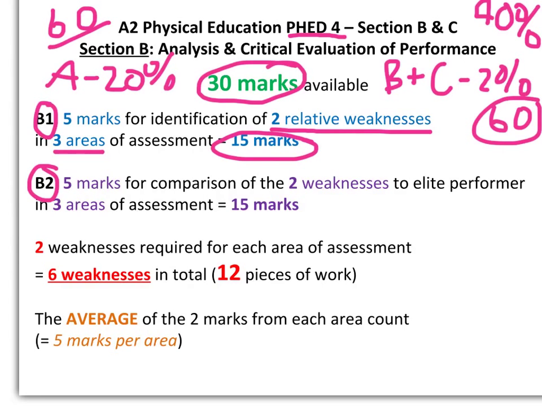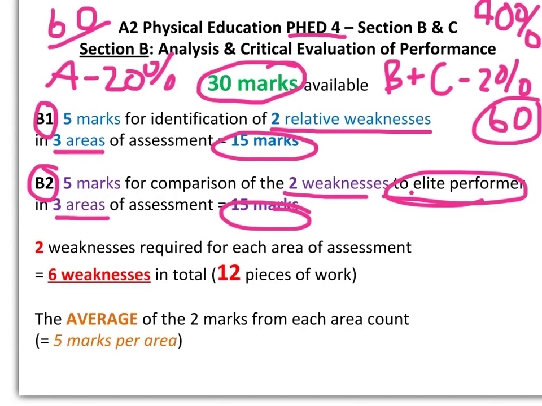You're going to then do that for the elite performer. So you're going to compare it to that elite performer, and you're going to do it in exactly the same weaknesses. So you're comparing your 2 weaknesses against the elite performer, who's obviously not got the weaknesses. They're very, very good at it. So they are like the technical model, if you like. So again, it's 2 weaknesses in 3 areas of assessment, which is another 15 marks for writing about their relative strengths.